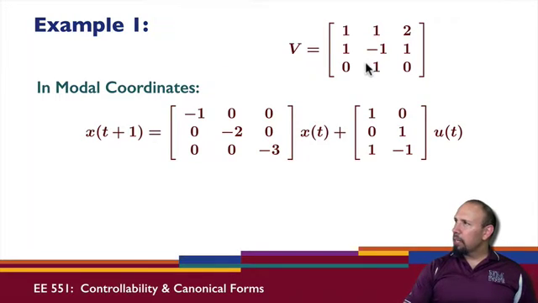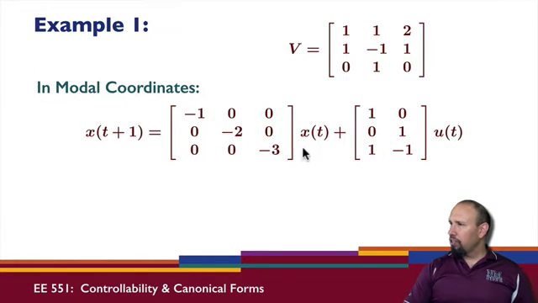I can put my system in modal coordinates. So here's my eigenvector matrix. If I use this eigenvector matrix and put my system into modal coordinates, notice I have a diagonal matrix here, and I have this. Because I have no rows of 0, my system is controllable. The modal properties say that if I have any row of 0, that corresponds to an uncontrollable system. But in this case, I have no rows of 0.